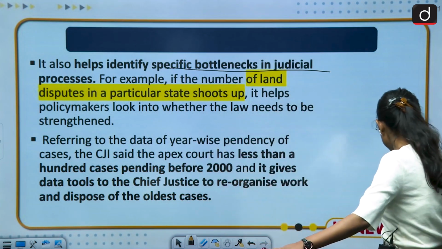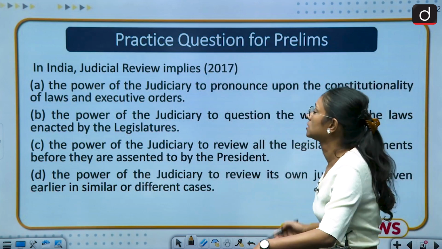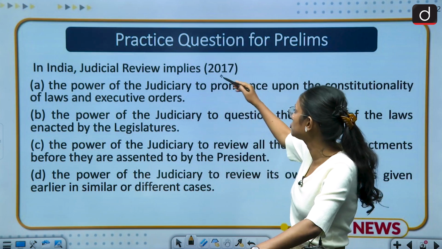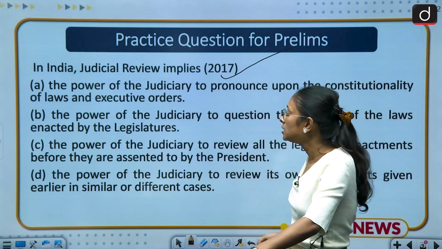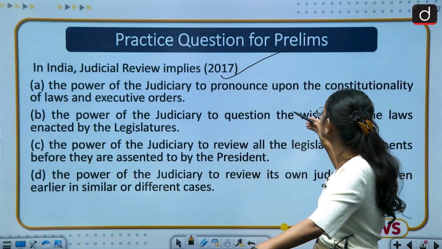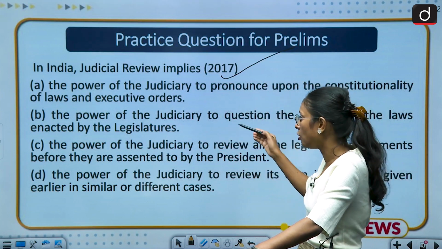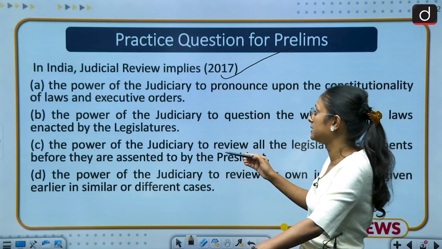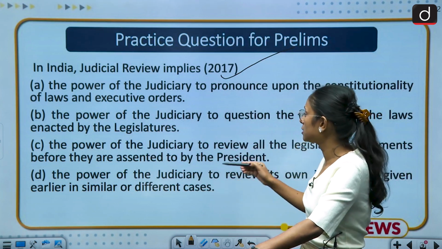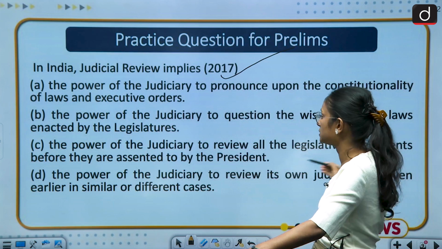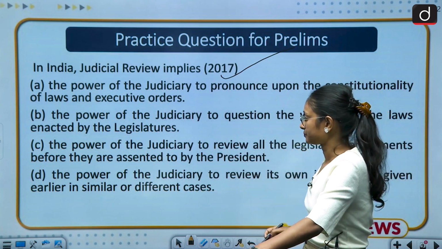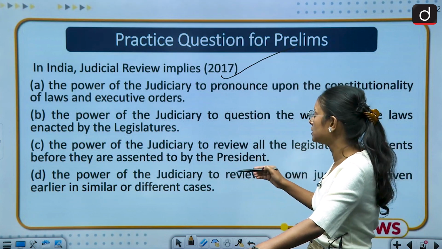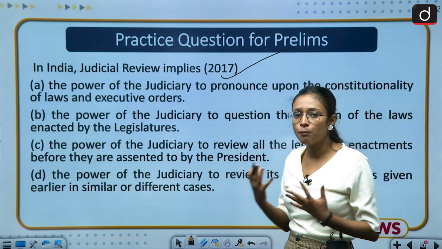So moving to the next slide, it is a practice question for prelims. In India, judicial review implies, this is a previous year question, it came in 2017, and your options are: the power of the judiciary to pronounce upon the constitutionality of laws and executive orders; second, the power of the judiciary to question the wisdom of the laws enacted by the legislature; C, the power of the judiciary to review all the legislative enactments before they are assented to by the President; and D, the power of the judiciary to review its own judgment given earlier in similar or different cases. So this is a proper case of judicial review.